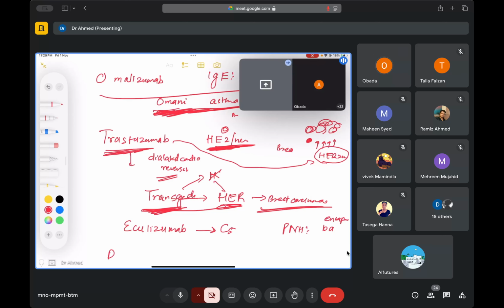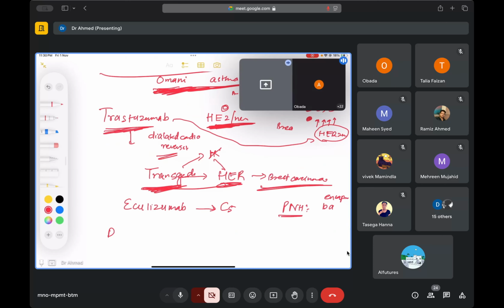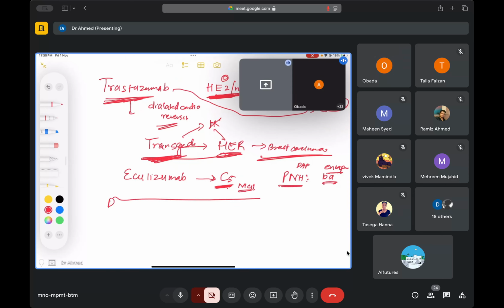You guys know that because we have already done it. In PNH, you have less DAF. It means that your complement system is going to kill off your cells, your red blood cells, right? So just block the activity of C5. And C5 is a component of your membrane attack complex. So I can do that, right? But once I have decreased the membrane attack complex, there is an increased chance of encapsulated bacteria, right? Any mnemonic for this?